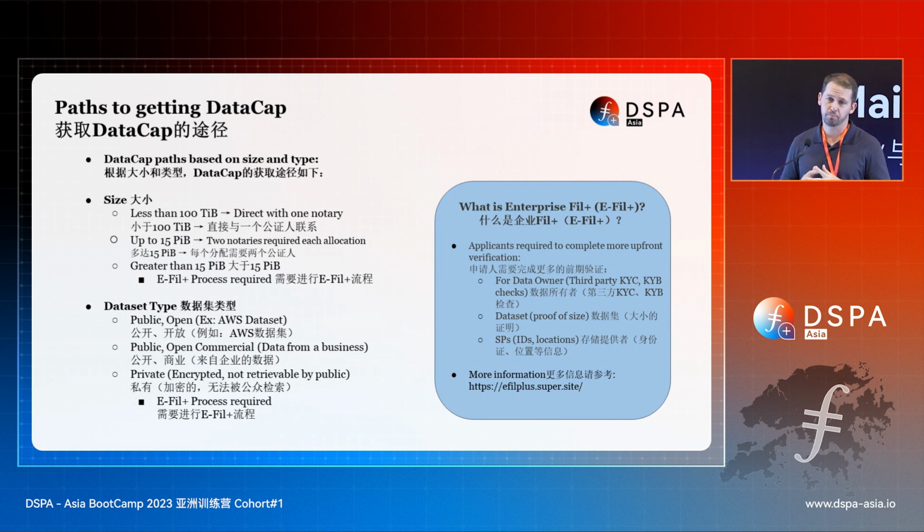And then we also have now private data. This year we started a new process with E-FIL Plus, mostly the idea was for enterprise. We were focused on enterprise customers. And most enterprise customer data is private, encrypted, very, very large data sets. So this is where we started E-FIL. E-FIL stands for Enterprise FIL. And we started the process for private data.